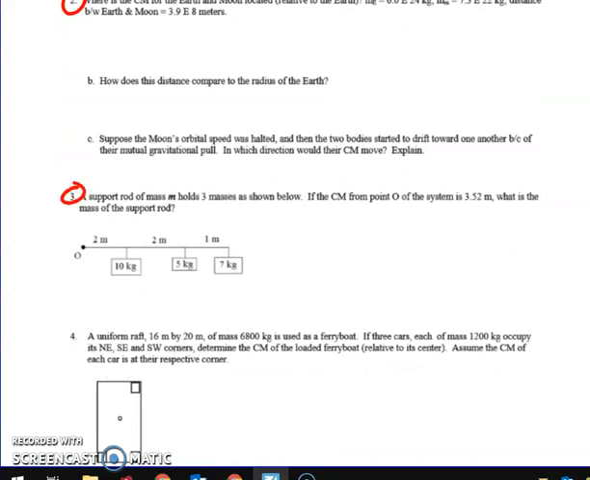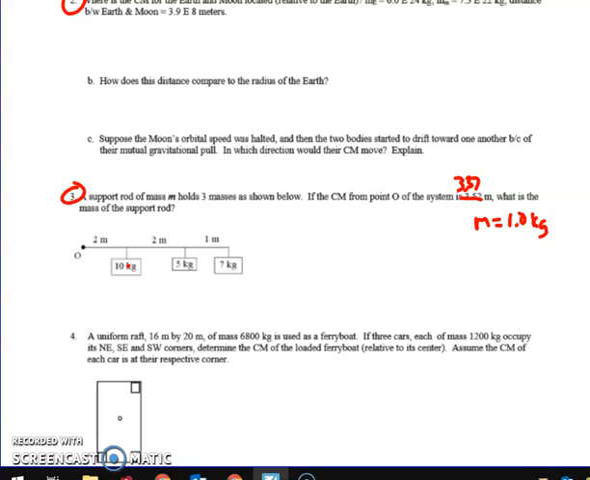This number has to be changed from 3.54 to 3.37. So I'll give you the answer to this one. The question they ask is, what must be the mass of the support rod? The mass of the support rod must be 1 kilogram. This is saying this 10 kilogram mass is 2 meters away from 0, another 2 meters, 1 meter. You have to add in the mass of the support rod.